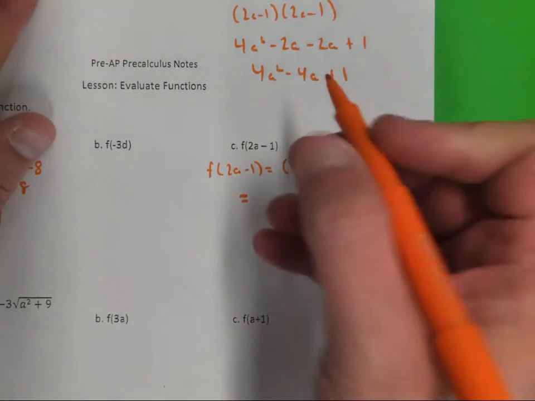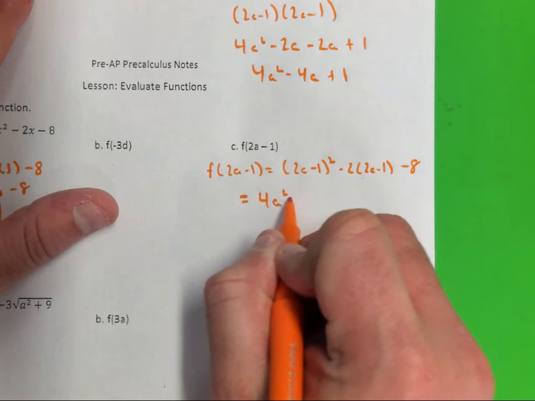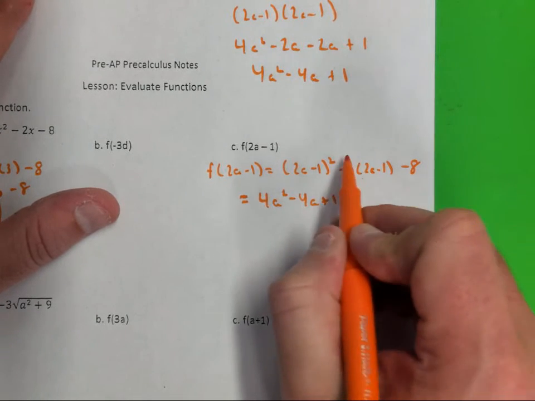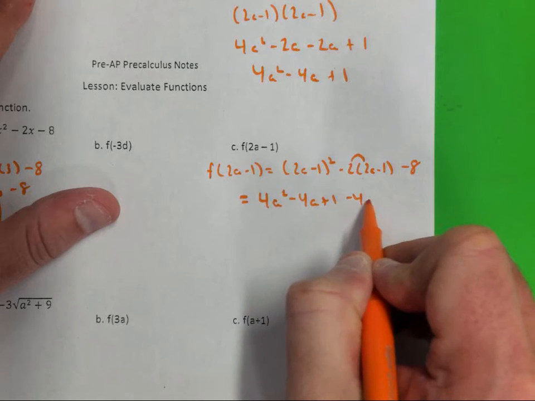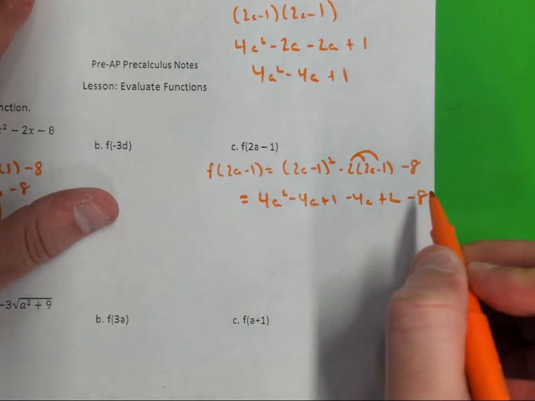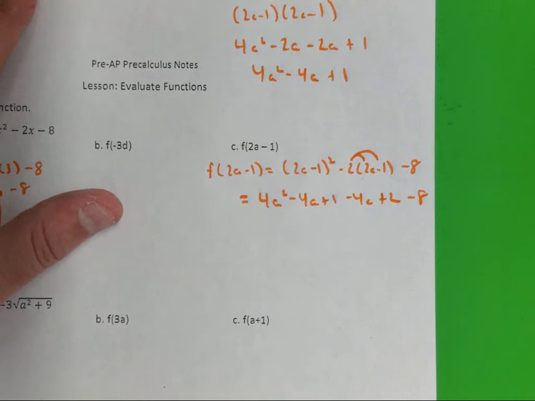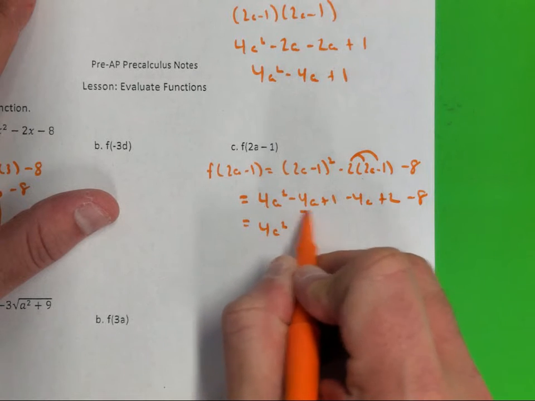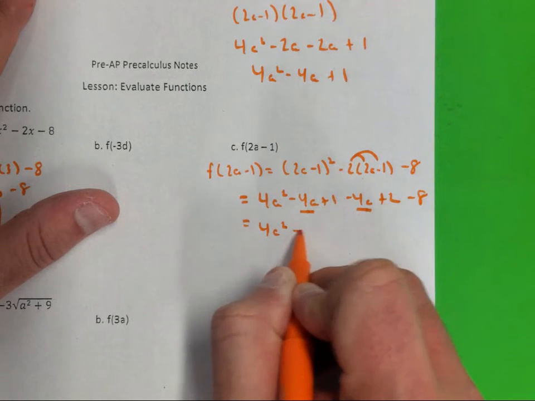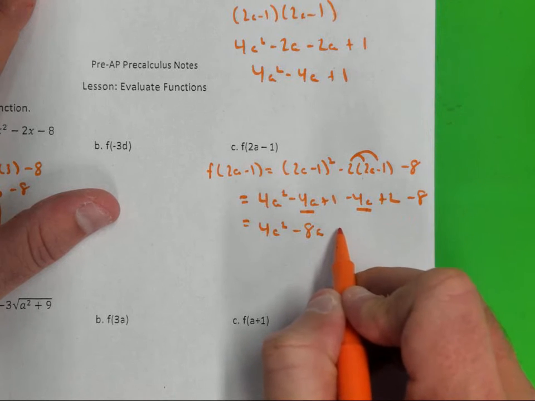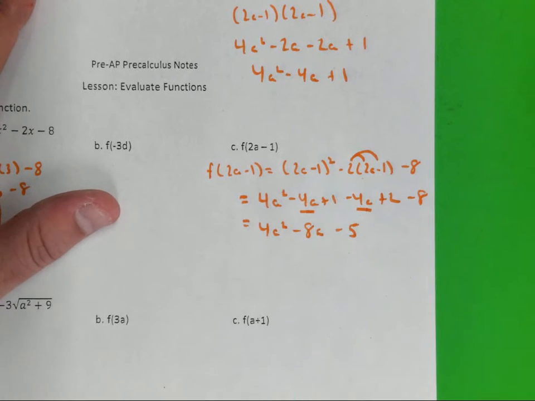All right, so I'm going to put that in here. Now, I'm going to distribute this negative 2. It's going to give me negative 4a plus 2 minus 1. Be careful on your basic math right there. All right, now I'm going to combine. Negative 4a, negative 4a gives me negative 8a. 1 plus 2 is 3, minus 8 is negative 5. That is my answer.